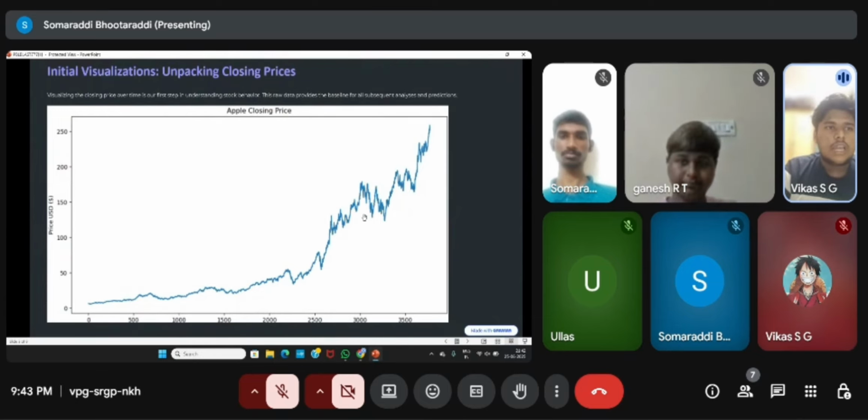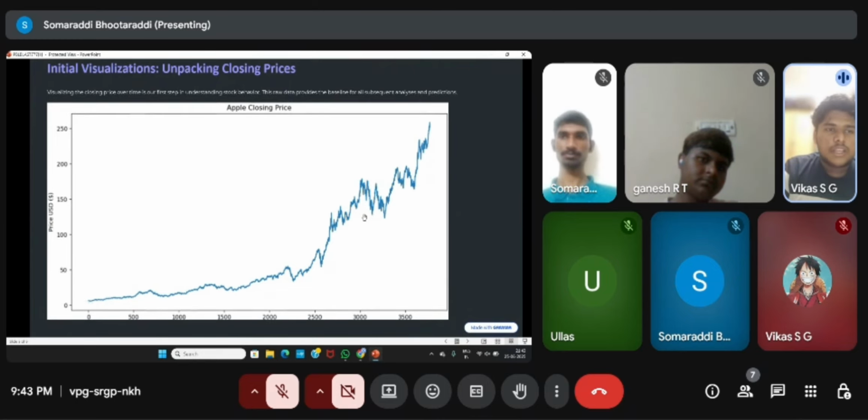Initializing visualization, unpacking close price. Visualizing the close price over time is our first step in understanding stock behavior. This raw data provides the baseline for all sequential analysis and prediction. This is the graph of close price.